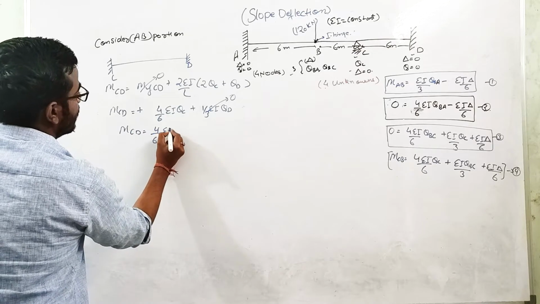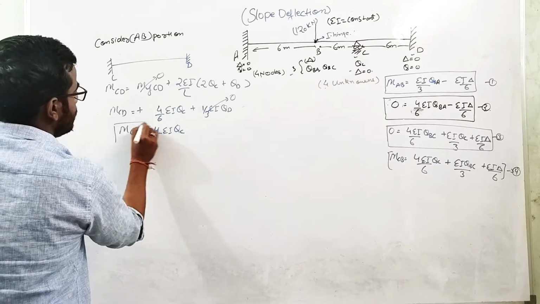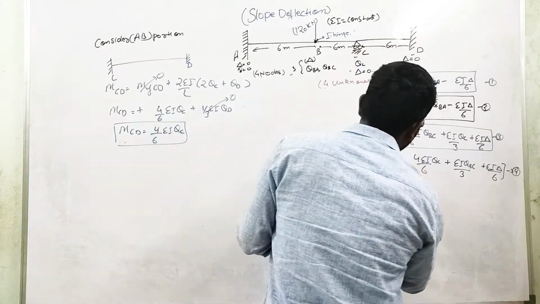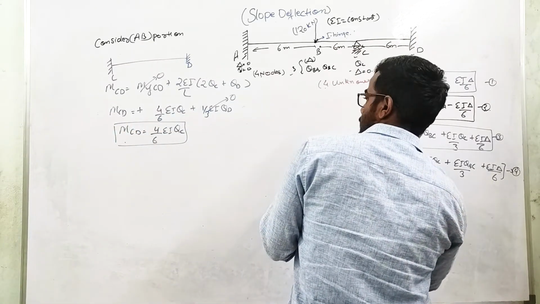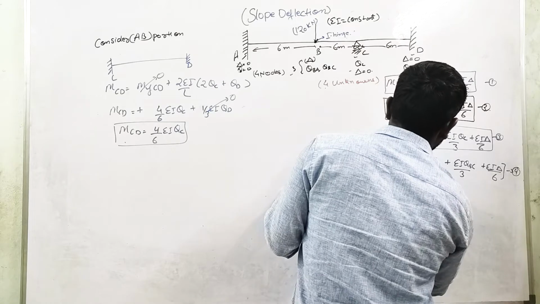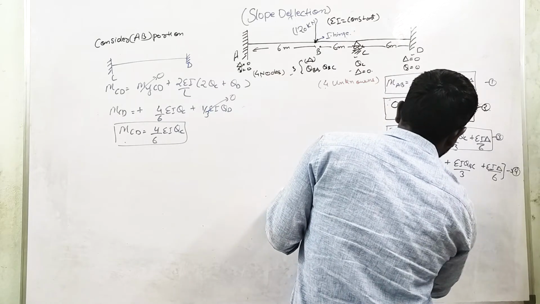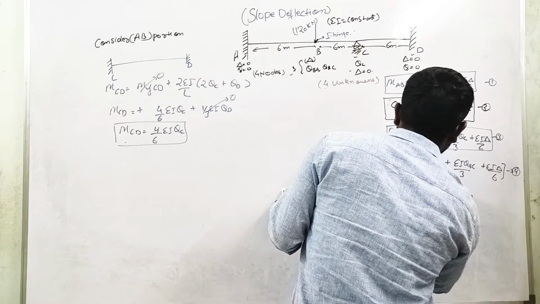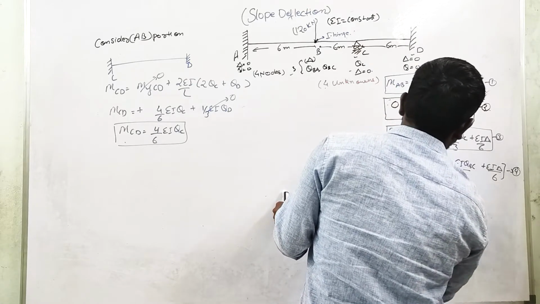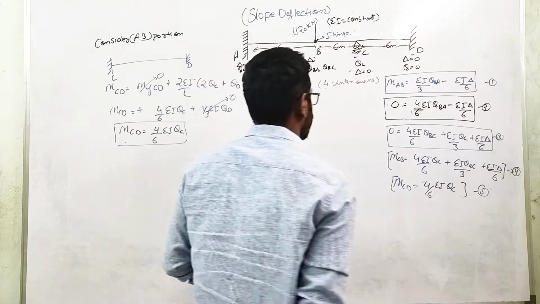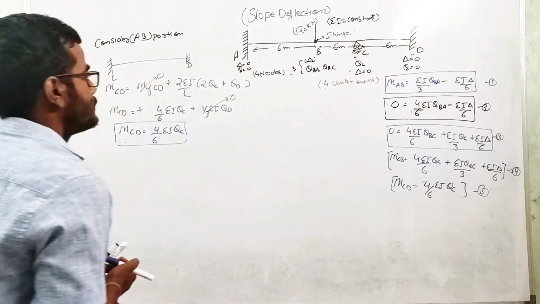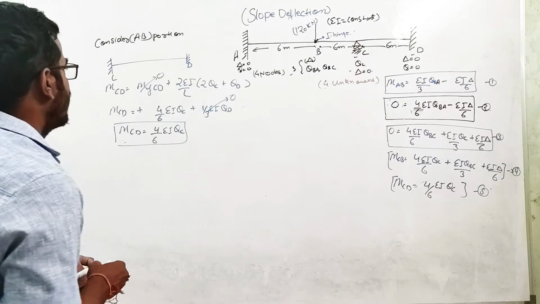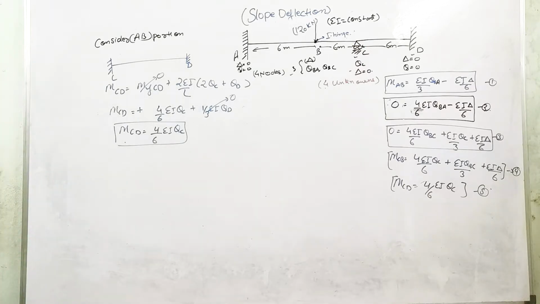So I can write M_CD equals 4 by 6 EI θ_C. This is one more thing which we are getting. Let us term this as equation 5. Now we'll consider D as a primary support and we'll write the slope deflection equation.